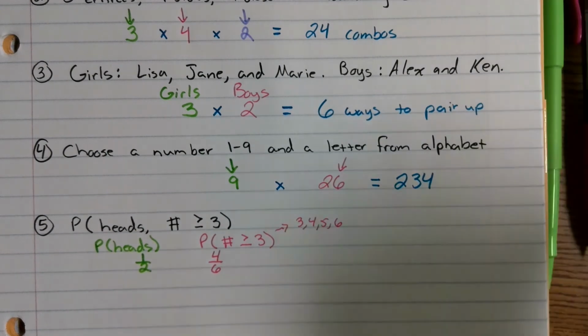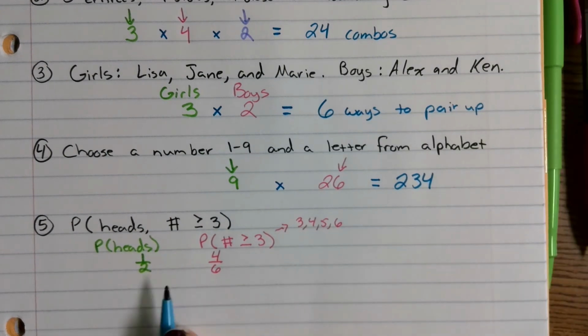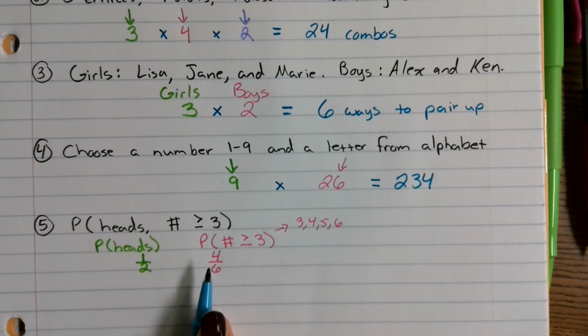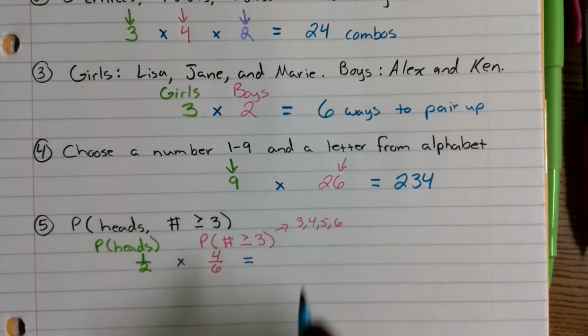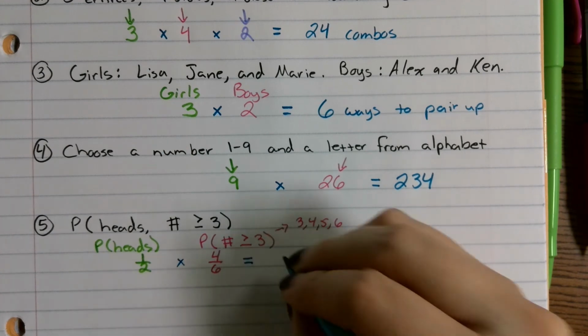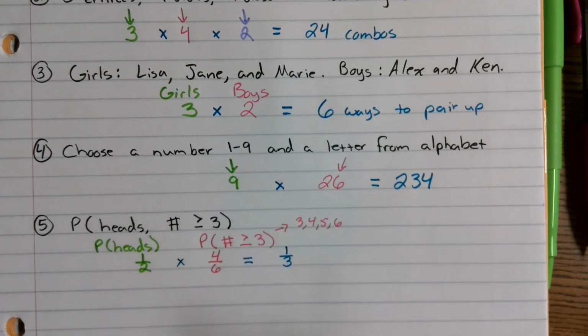Then all you have to do is multiply them. You don't even have to simplify that right now, because if you multiply 1/2 times 4/6 in your calculator, it'll simplify it for you. Go ahead and do that. What do you get? 1/3. Very good. So the probability of landing on heads and a number greater than or equal to 3 is 1/3. You just take each individual probability and multiply them.